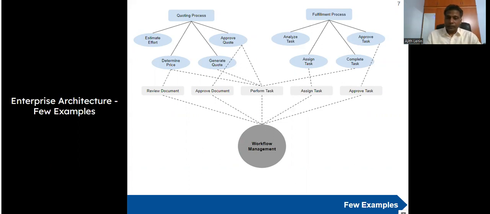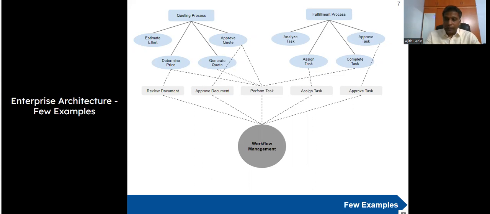Or if you take generate code, right? Again, it is a general perform task. When we look at approve code, right? Approving a document is a business capability, right? Similarly, on the other side, in the fulfillment process, you have complete task, you have approve task. So there also you have an approve task, right? So here there's an approve document, there is an approve task. So in this particular example, I have 5 different business capabilities identified. This is just representational, right? So review document, approve document, perform task, assign task, approve task are different business capabilities, which are abstracted out of the business functions.